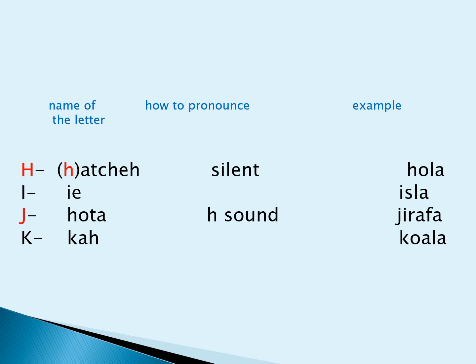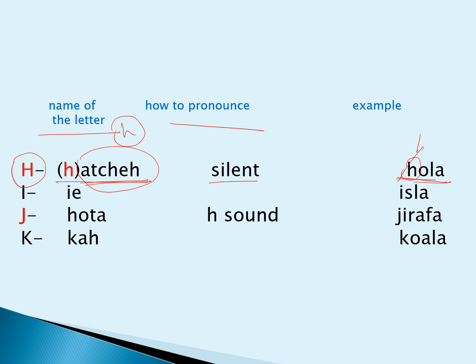Next letter. The name of the letter is H. H, right? This is not the H letter, this is in Spanish. This is the letter H. How to pronounce? Look at this example. Hola, hola. We learned hola means hello. So no sound, it is silent.